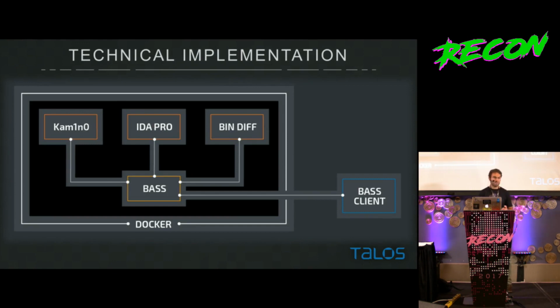The technical implementation of Buzz. Buzz is based on Docker and Python. There is one central Docker container here with the Buzz code in Python, which controls all the tools that we have. So IDA Pro for disassembling, BinDiff for binary comparison, and Camino for the whitelist database. And you speak with the Buzz container with a small Python library that calls the remote APIs.